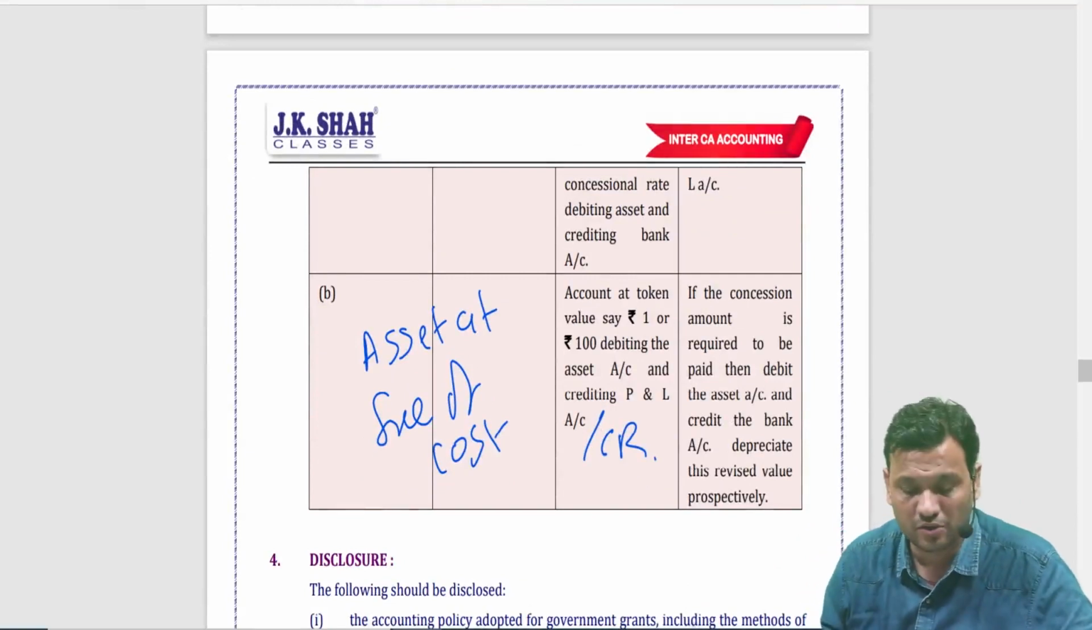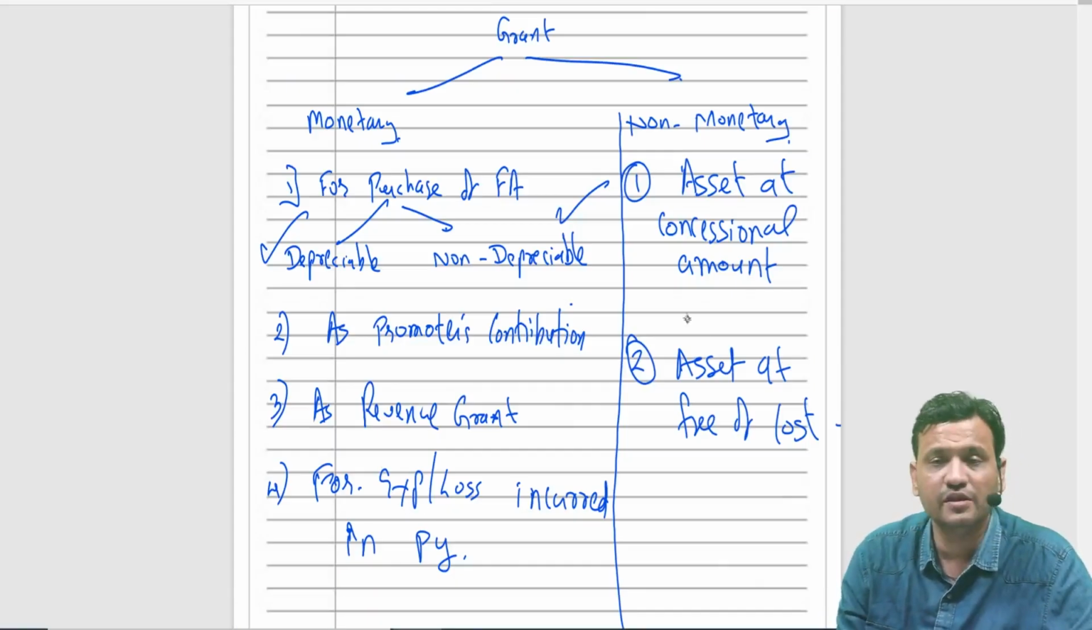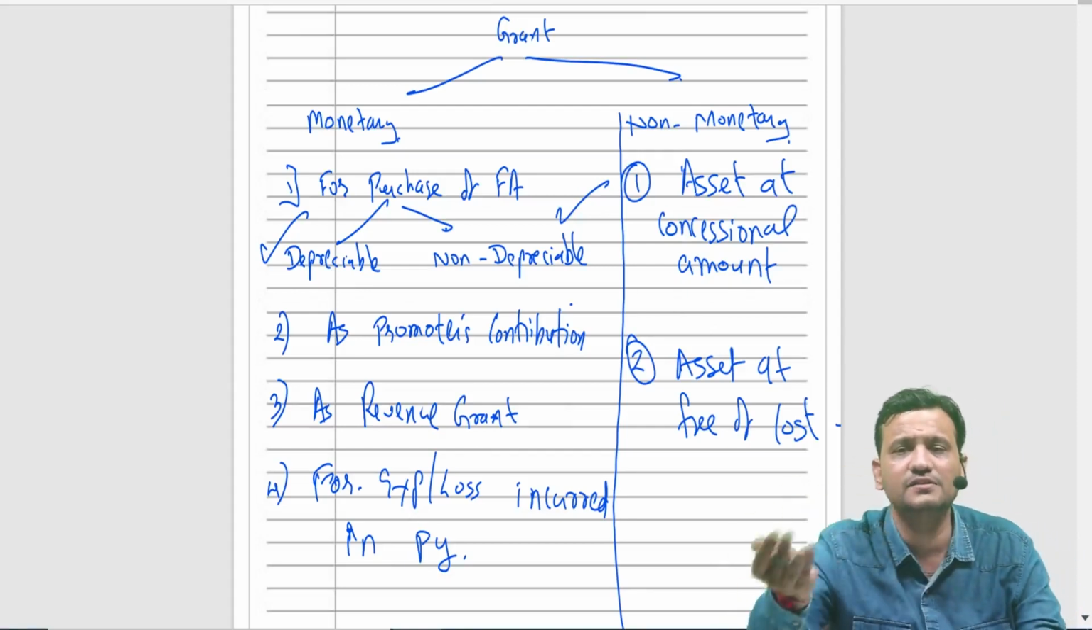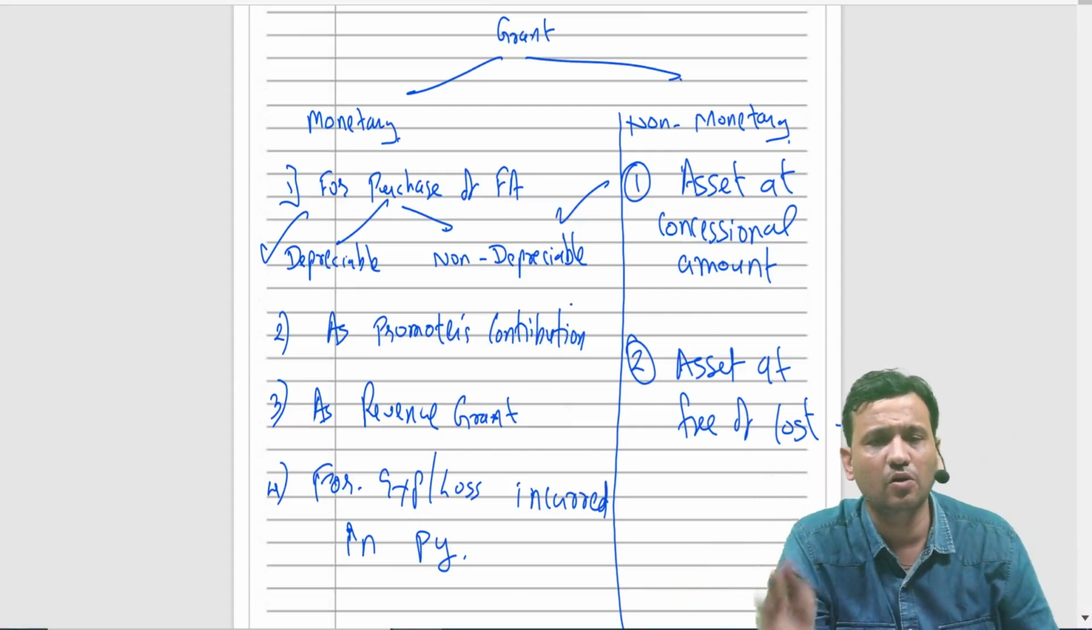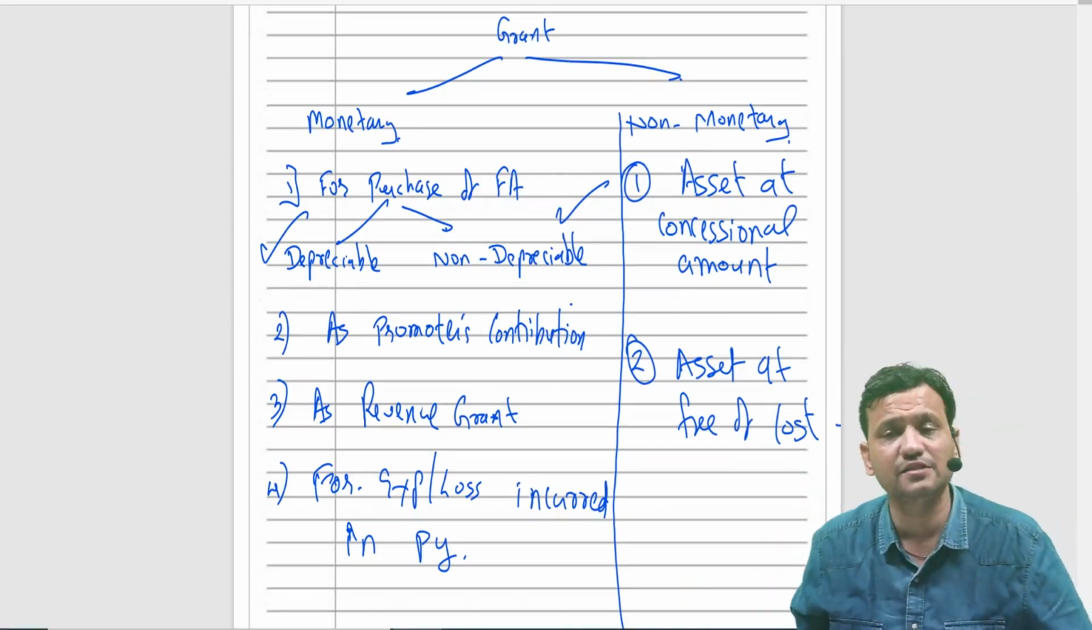So this is all about our AS12, my dear, a very small standard. Yeah, you just have to think in this way that I receive the grant and there is a refund. I receive the grant and there is a refund. This is how you remember all types of grant. So this much as far as theory is concerned, my dear students.